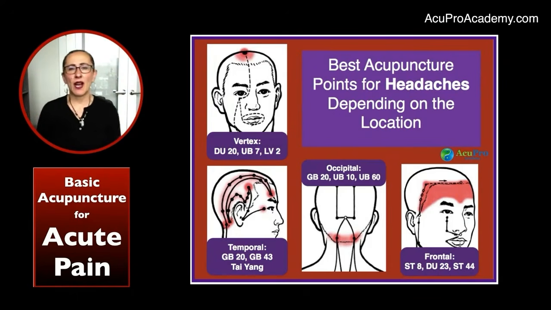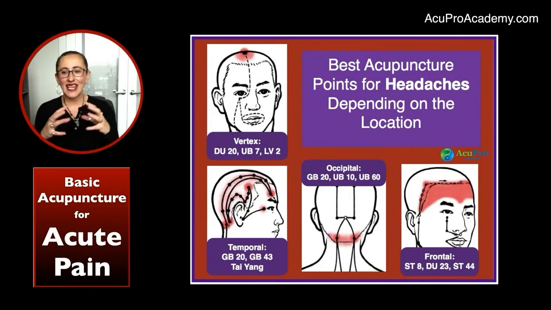Sometimes you can use Kidney 1 if it is really more of a kidney issue, but generally it is going to be more a liver issue. So Liver 2 would be your best bet. So this is what we look at when we look at distal versus local points for headache that is acute.